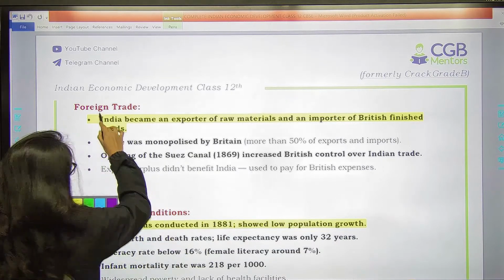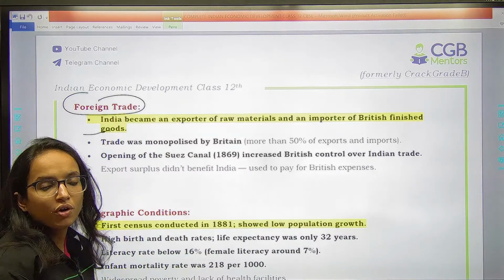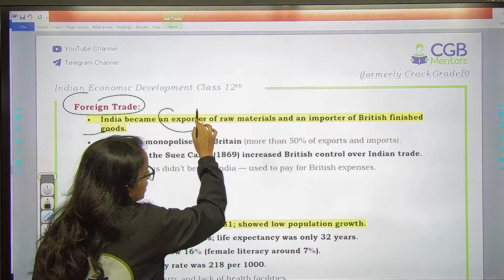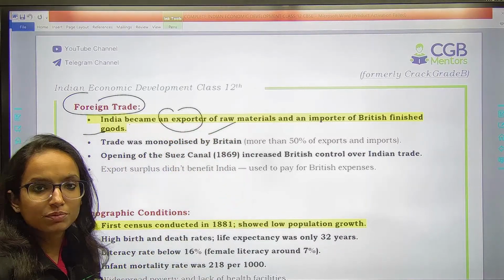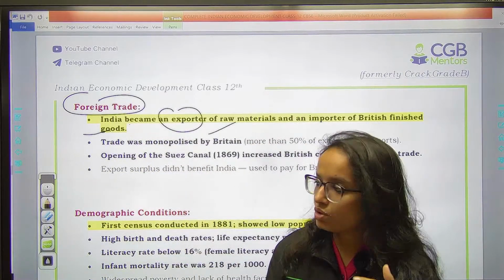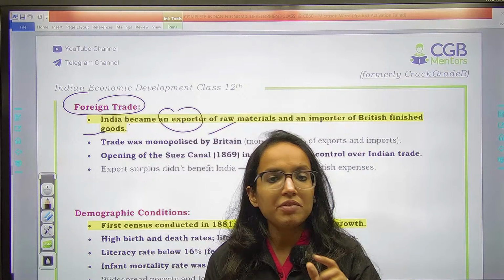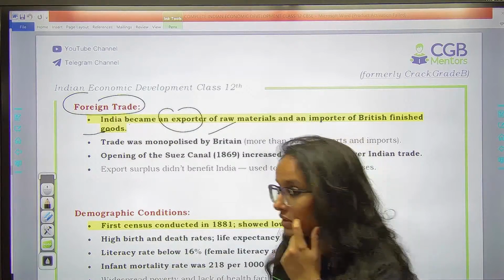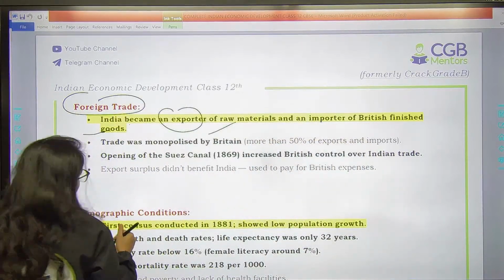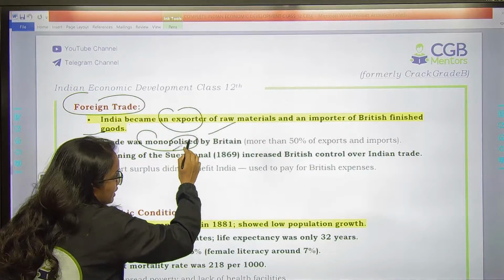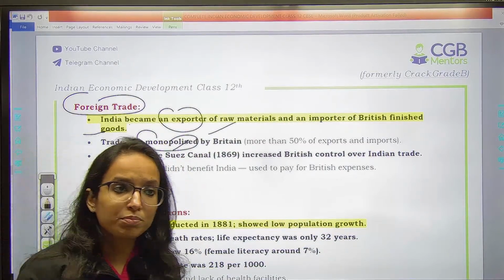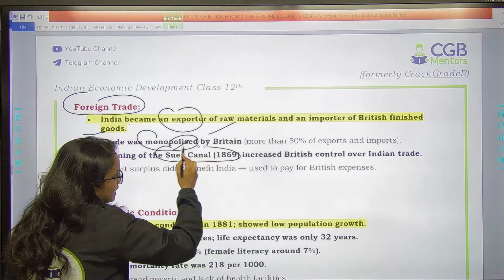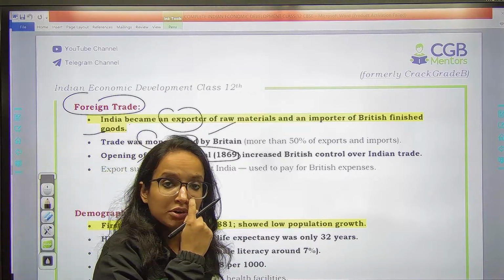Then foreign trade. What was the status of foreign trade on the eve of India's independence? India became an exporter of raw material and importer of finished products. So we were exporters of raw material and importers of final goods. We were just consumers, we were not producing, right? This was very devastating, and trade was monopolized by Britain, because more than 50% of the exports and imports were controlled by Britain. Then the opening of the Suez Canal in 1869 increased British control over India.